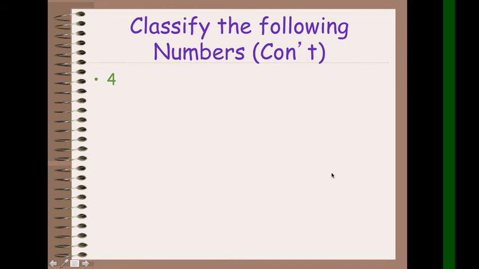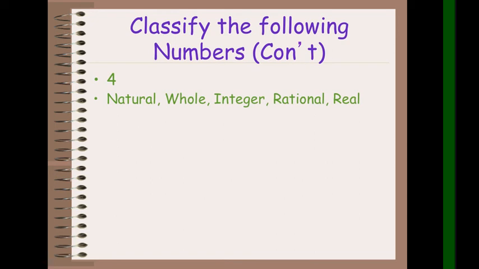4. Is 4 a whole number? Is it a counting number? Is it an integer? Is it a rational? Is it a real number? Correct. All of the above. It is a natural number. It is a whole number, kasi ang whole number nag-start ng 0. So 0, 1, 2, 3. Integer, it is a rational. It is real.